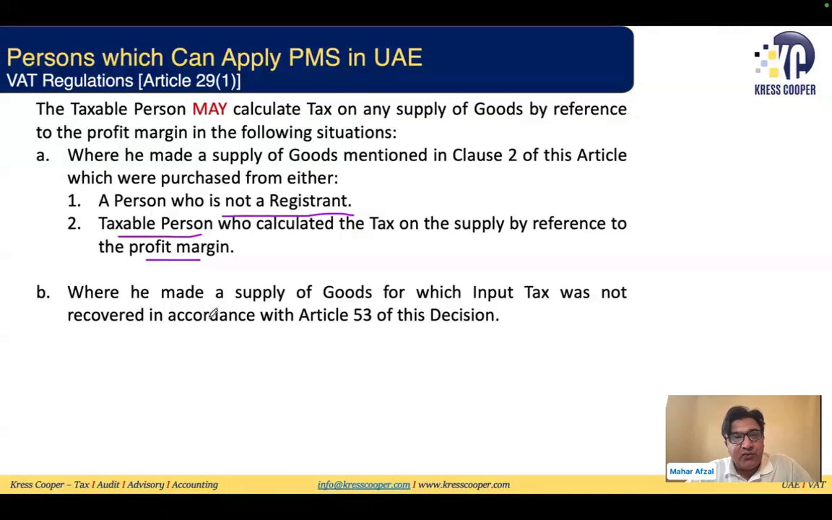Where a supply of goods for which input tax was not recovered, we cannot claim input tax. As I already told you, to claim the input tax, you must have a proper tax invoice in hand, right? On that tax invoice, you will be able to find the gross value along with the VAT as well. Under the profit margin scheme, the invoice you get is not carrying any VAT. Whether you get the invoice from a reseller already applying the profit margin scheme, or from an individual not registered for VAT, in both cases that invoice is not subject to VAT. Once VAT is not reflected anywhere on the invoice, you cannot claim input tax on those goods.